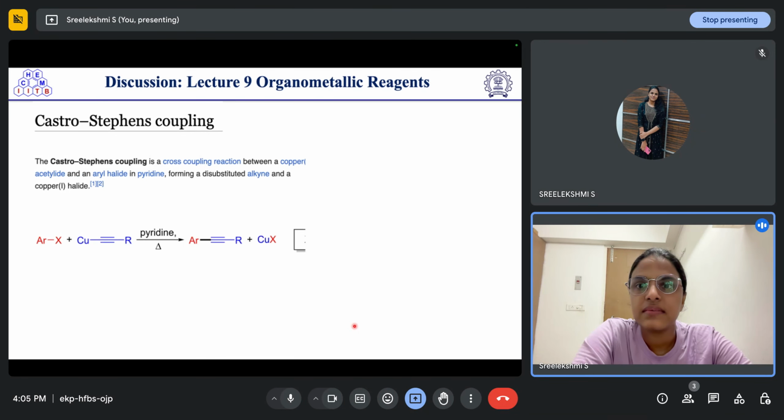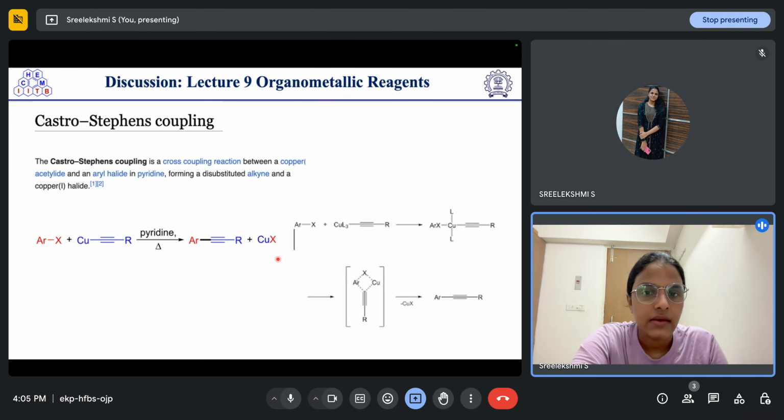Then the other reaction which we saw, which is mediated by these organocopper reagents, is Castro-Stephens coupling. Castro-Stephens coupling is a cross-coupling reaction between this copper acetylide and an aryl halide. So instead of homocoupling, what we are using here is an aryl halide, and pyridine also we are using. This is generated by the reaction of this terminal alkyne with copper, and here we are also using an aryl halide. In presence of pyridine under heating condition, it forms this coupled product, and copper halide will be the byproduct.